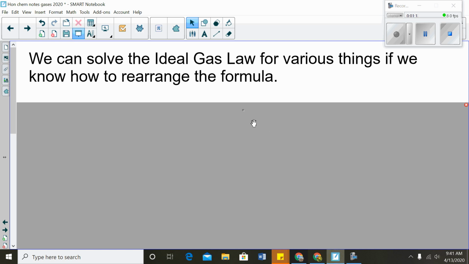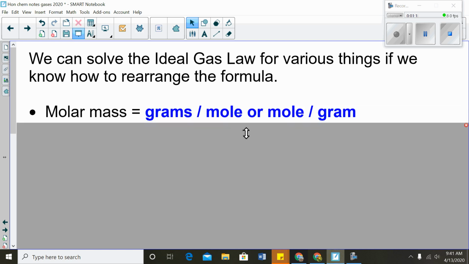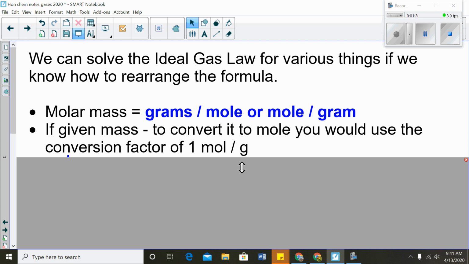So we're going to start with molar mass. So again, molar mass is grams per mole. How many grams are in 1 mole? Or you can flip that. 1 mole of a substance has how many grams? So we're going to focus on if you're given mass.